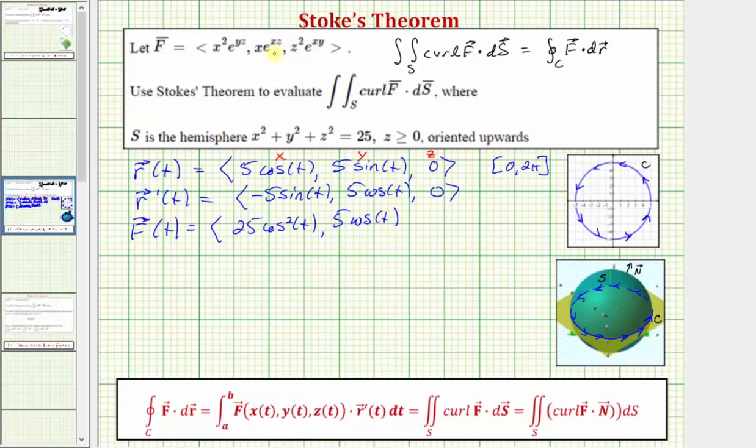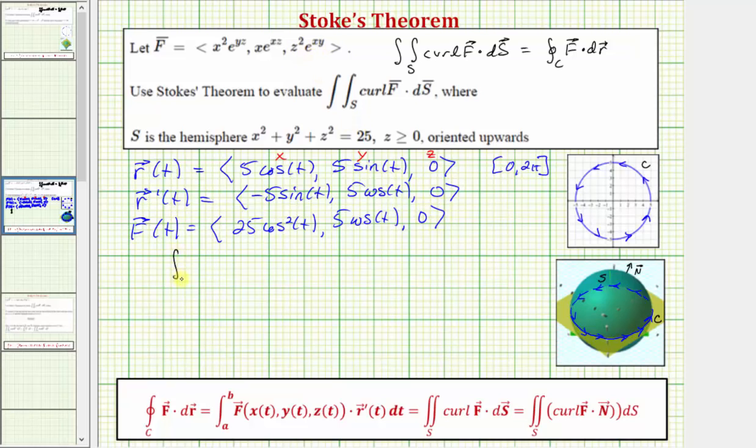And then e raised to the power of xz is going to be e to the 0 again, because z is 0. E to the 0 is 1. And the z component is z squared times e raised to the power of xy. But again, if z is equal to 0, then the z component is 0.